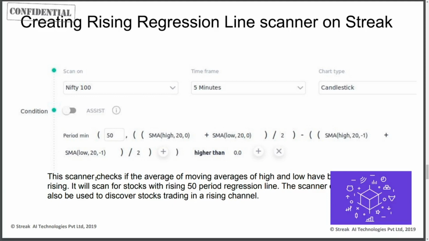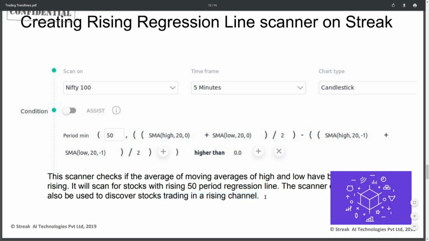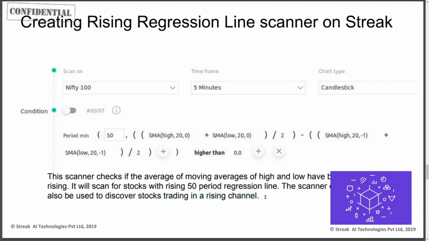Okay, so again, keep in mind this is an approximation. The scanner checks if the moving average of highs and lows, SMA high and SMA low, are both rising. This rising period is checked for 50 candles, that's why it's a rising 50 period regression line. The scanner can also be used to discover stocks trading in a rising channel. Let's quickly see how to create this, and then check it in the chart.